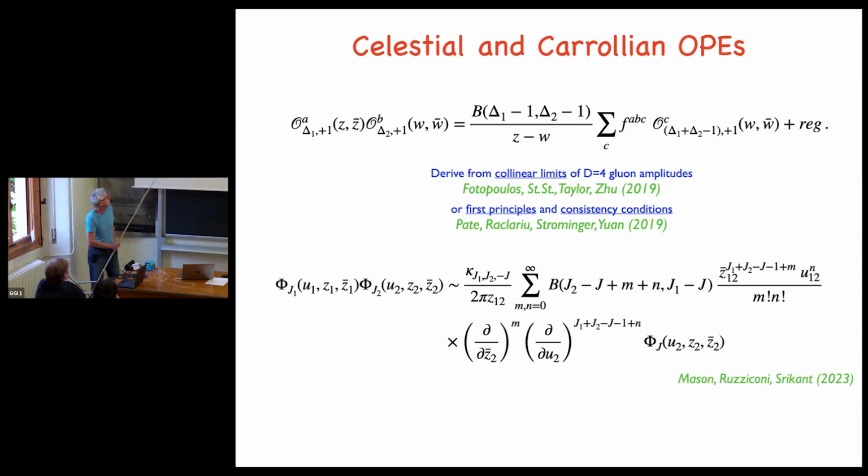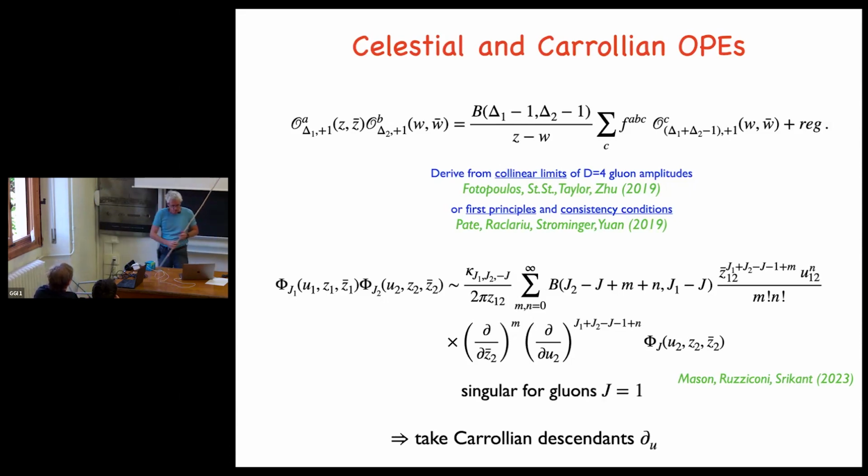Now doing it also on the Carrollian geometry, or Carrollian space, you have three coordinates. Then it looks even more complicated. That has been only recently derived by these three people, and it's even singular when the spin is 1. So when J is 1, there may even be singular terms, but that you can cure by just taking a derivative.